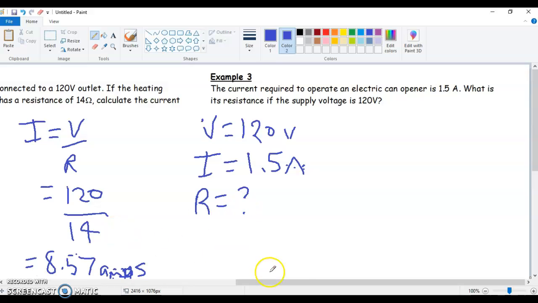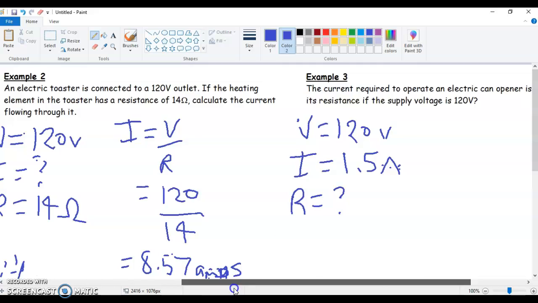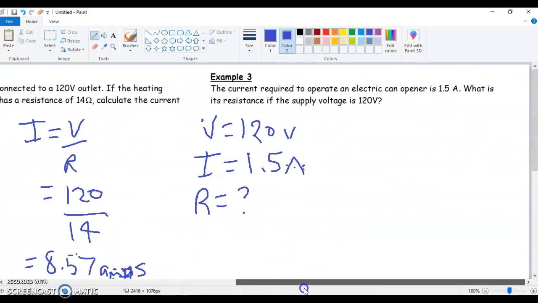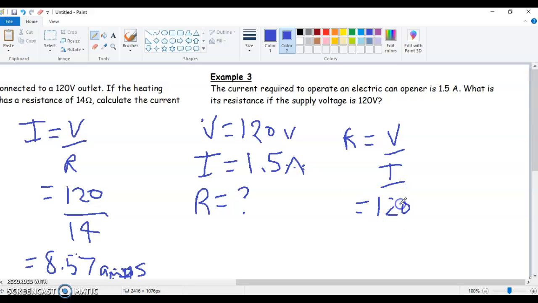So again, go back to your triangle. We're solving for R, cover it up. R is equal to V over I. And that equals 120 divided by 1.5. Plug that into the calculator. And that equals 80.